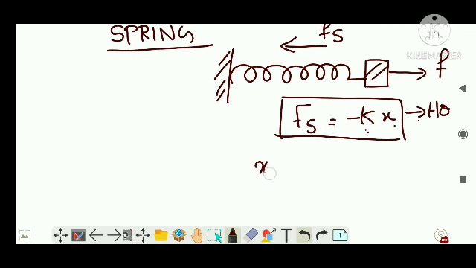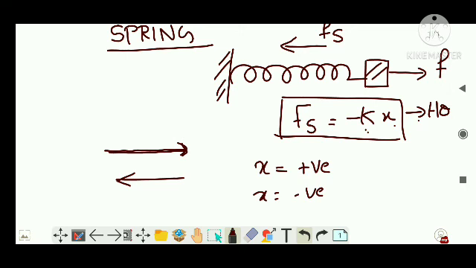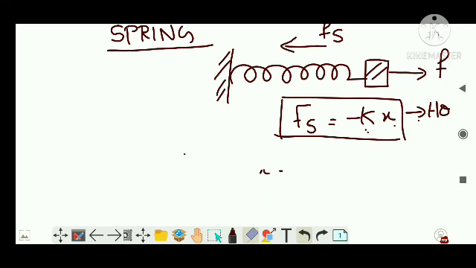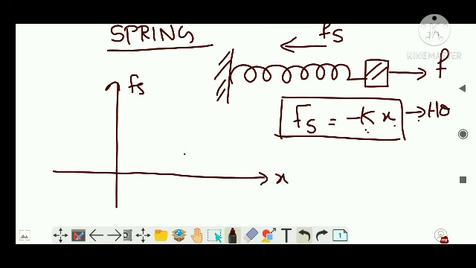Something which I have to tell you in between is x. If you are extending or pulling, this direction is positive, so x will be positive. If you are compressing the spring, then x is negative, because movement in this direction is positive, movement in this direction is negative. Keep that in mind. Clear? Now if you are asked to plot this equation graphically, that is, what is the relation of graph for force of spring and displacement, how would you plot it?